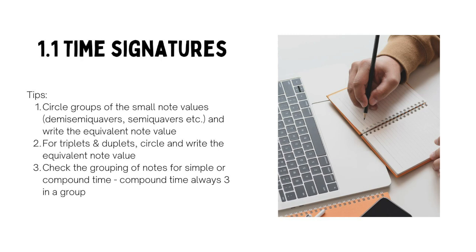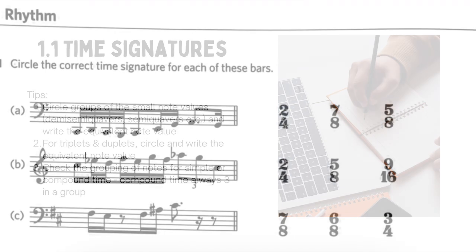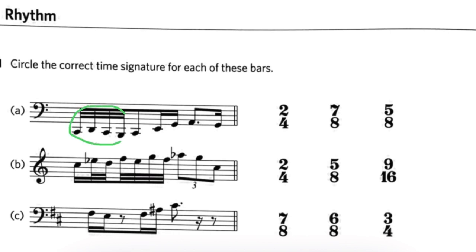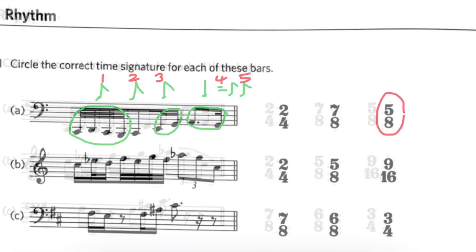Now let's look at the questions for the procedure. To do this, I like to group the small note values into a bigger note value. So here, 4 demisemiquavers equals 1 quaver. And that's another quaver. 2 semiquavers equals a quaver. And then the dotted quaver and semiquaver form a crotchet, which equals 2 quavers. And there we can see there are 1, 2, 3, 4, 5 quavers. Hence the time signature is 5/8.